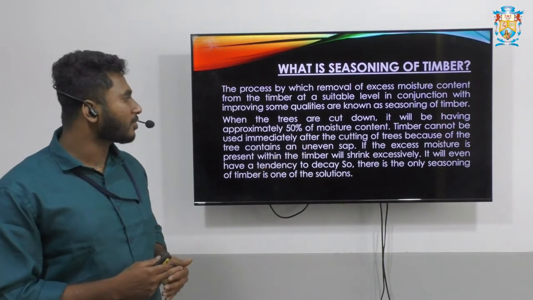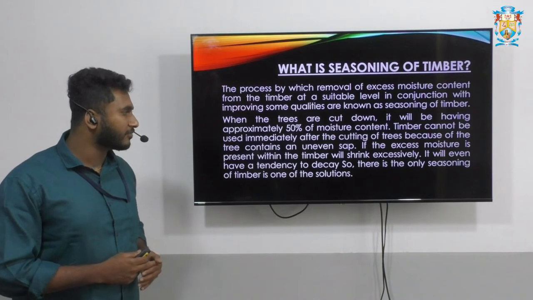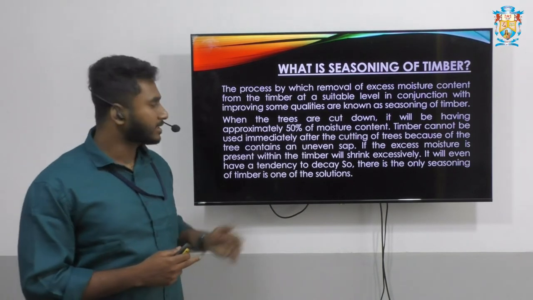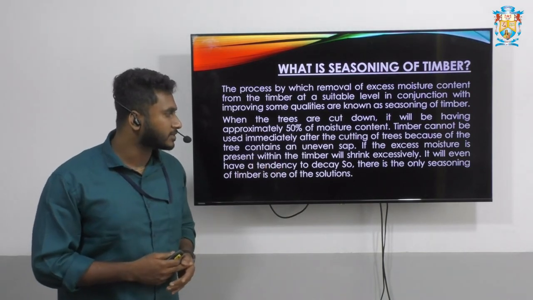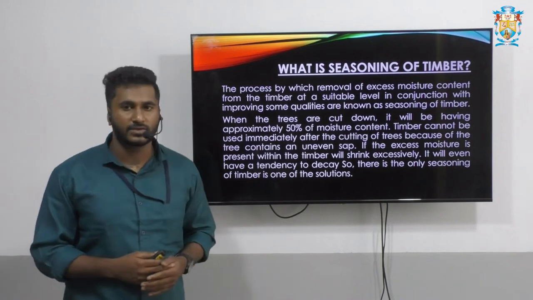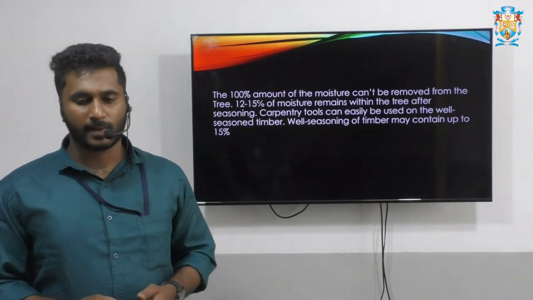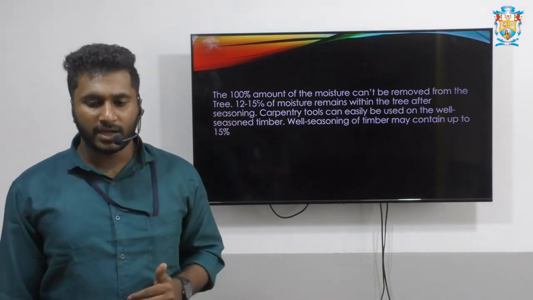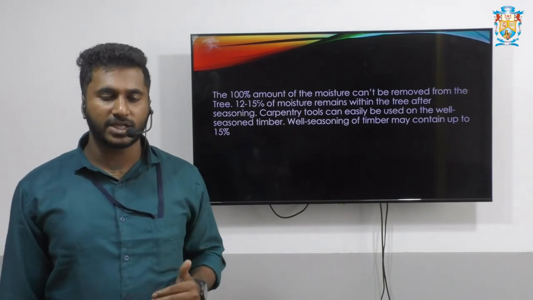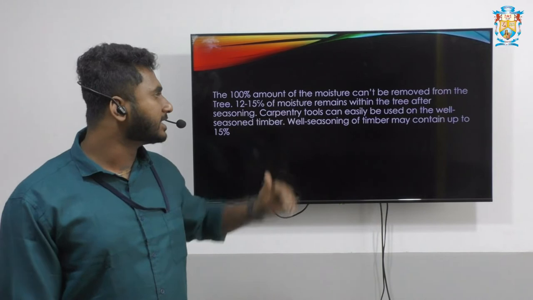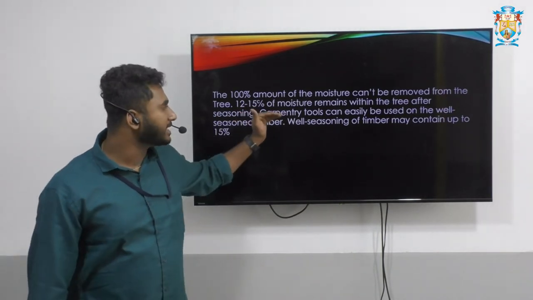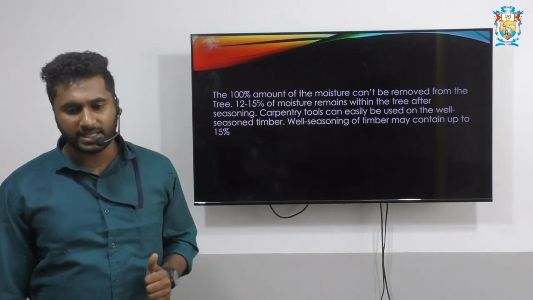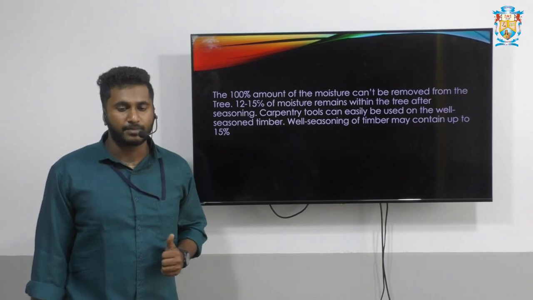The excess moisture present within the timber will cause it to shrink excessively, and it will even have a tendency to decay. So seasoning of timber is the solution. 100% of the moisture cannot be removed from the tree. 12 to 15% of the moisture will remain after seasoning. Carpentry tools can be used easily on seasoned timber. Well seasoned timber may contain up to 15%.